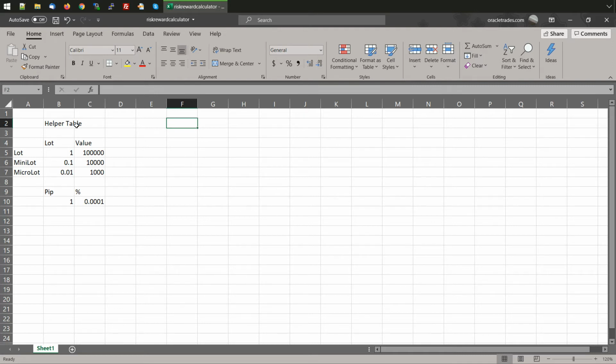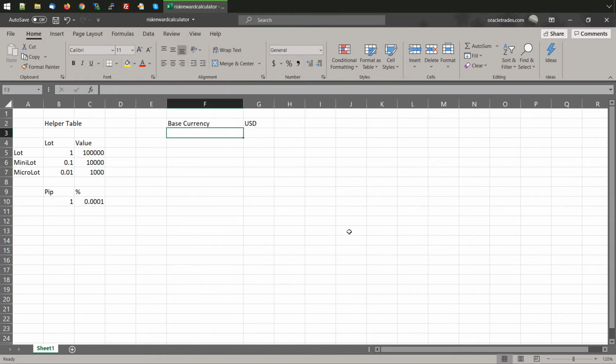For simplicity, we're going to assume our base currency to be US dollars. Let's put that here, and I'll make this a bit wider. That's just for reference. And we're going to trade on the micro lot, so the lot size we're going to be working with is the micro lot, which is 0.01.